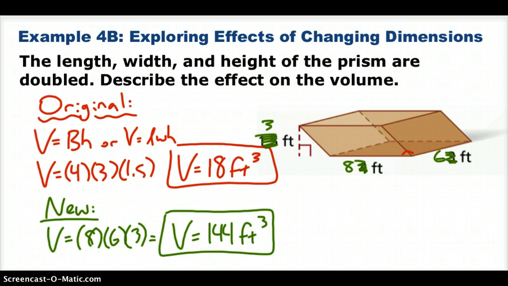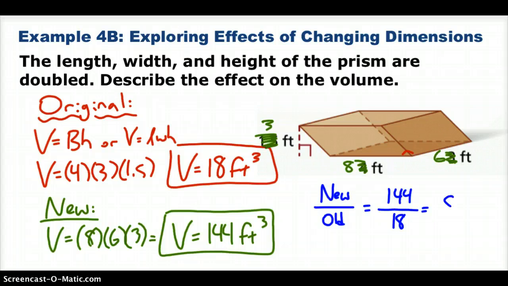Now at this point, what we're going to be dealing with is figuring out what actually happened to the volume, right? Remember this fraction that we can use to kind of cheat? We can do new divided by old, and we can figure out what happened here. Our new volume was 144, our old volume was 18, and if we use our calculator and divide here, we end up getting 8. So I would say something like this.